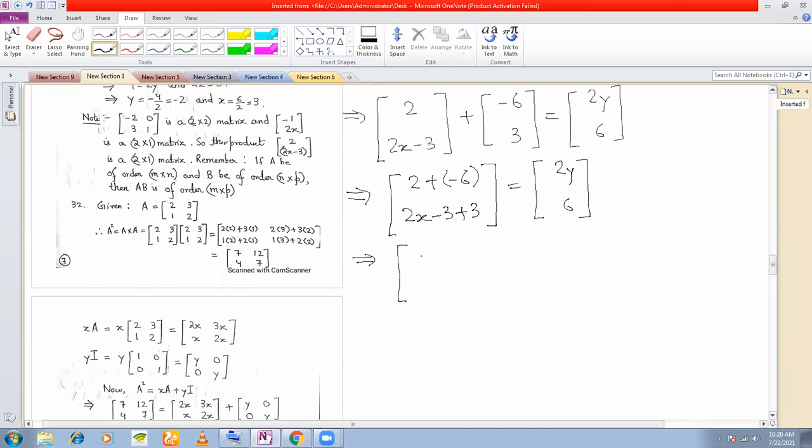2 minus 6 will give you minus 4, and here plus 3 minus 3 will cancel, so you simply get 2x is equal to 2y, 6.